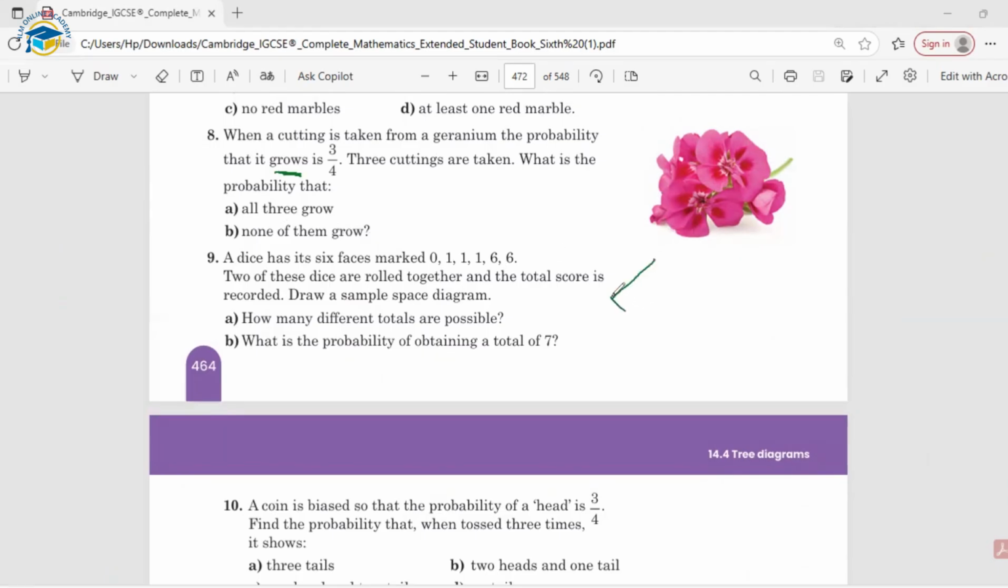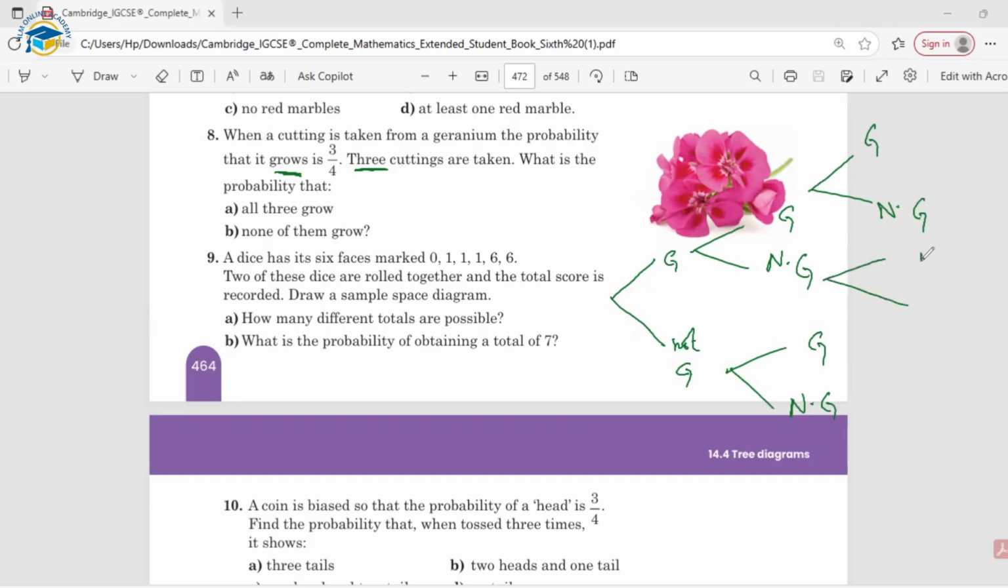First of all, we will draw the tree diagram. 2 things are there, growing probability and not growing probability. And we need to go up till 3 cuttings, okay? Grow, not grow. Grow, not grow. Grow, not grow. Again, third one, grow, not grow. Grow, not grow. Here again, grow, not grow. And the last one, grow, not grow.